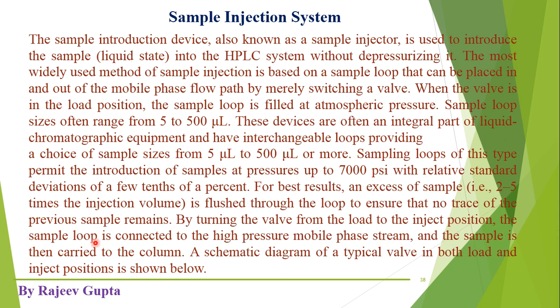Okay, now this loop will disconnect from our injecting position and that flushing out position. Then from this position it switches or turns to the high pressure mobile phase stream, means it will directly attach to the main plumbing system of the HPLC instrument. The sample is then carried to the column.